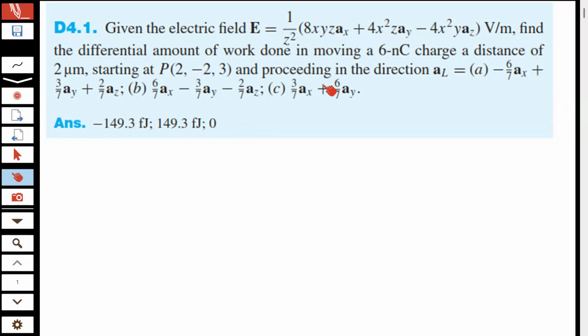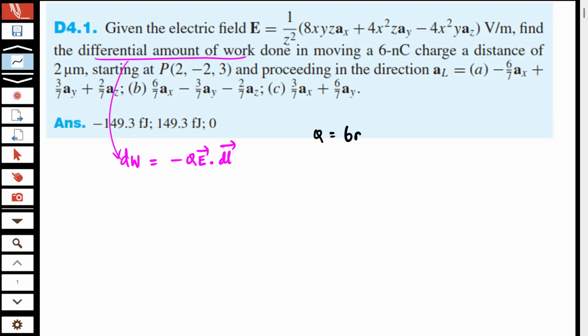There are 3 subdivisions given. We will do the subdivisions one after the other. First, let us start with the work done formula. The differential amount of work done, dW, can be written as minus Q E vector dot dL vector. This is the formula. We have to write whatever is the given data.